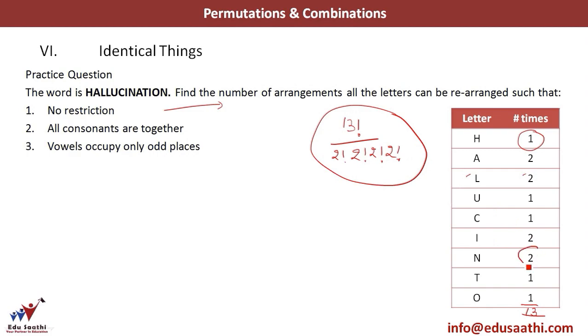I have 4 letters which come twice, these 4 letters A, L, I and N, that is why 2 factorial occurs 4 times. So this is the answer for the first part. Now all consonants are together.